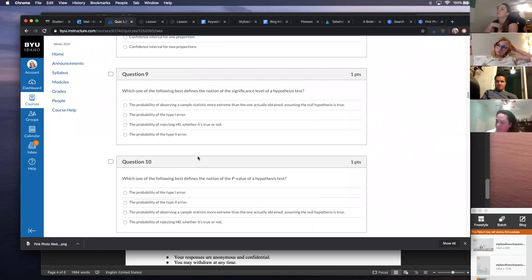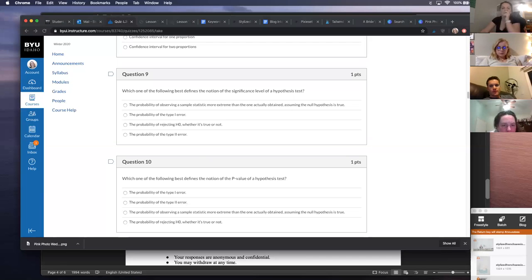Which one of the following best defines the notion of the significance level of a hypothesis test? I hate these questions. I got it wrong. Oh, no. I got this one wrong the first time I took this quiz. Yeah, I'm always like, oh yeah, obvious, it's this. Get it wrong. And then it's something that you were sure it wasn't. Yeah, exactly. Clear as mud. So if you think you found the right answer, check again.